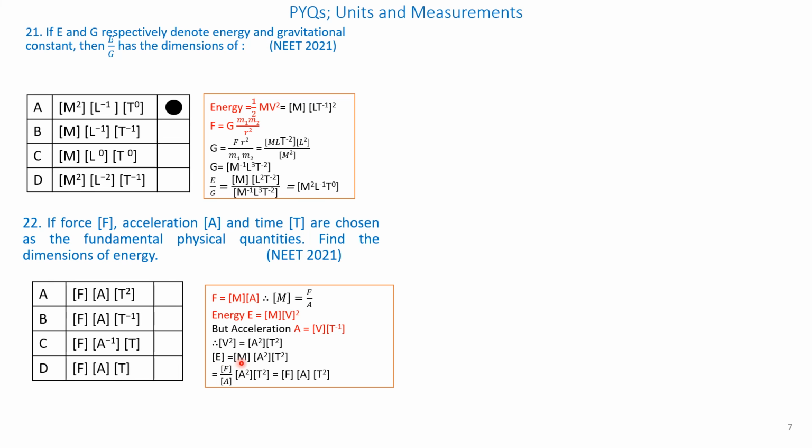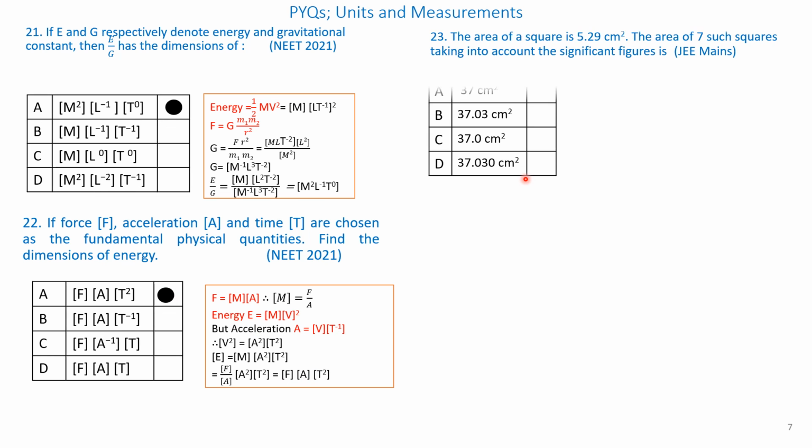Therefore, energy E is equal to M into A square T square. Substituting the formula for mass, M is equal to F by A, we get F by A into A square T square. That is equal to F into A into T square, as one A gets cancelled here. This answer is available as option A.